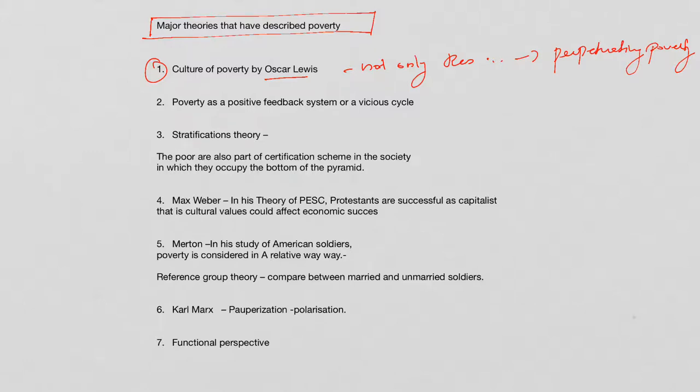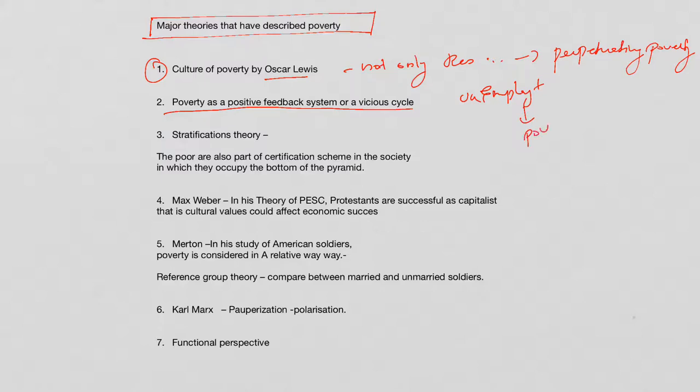The next theory is poverty as a positive feedback system, or a vicious cycle. Almost similar to the previous one, we say that there is a vicious cycle of poverty, and this theory argues that the various factors which cause poverty work in such a way that the poor cannot get out of this cycle. For example, there is unemployment. Unemployment leads to poverty.